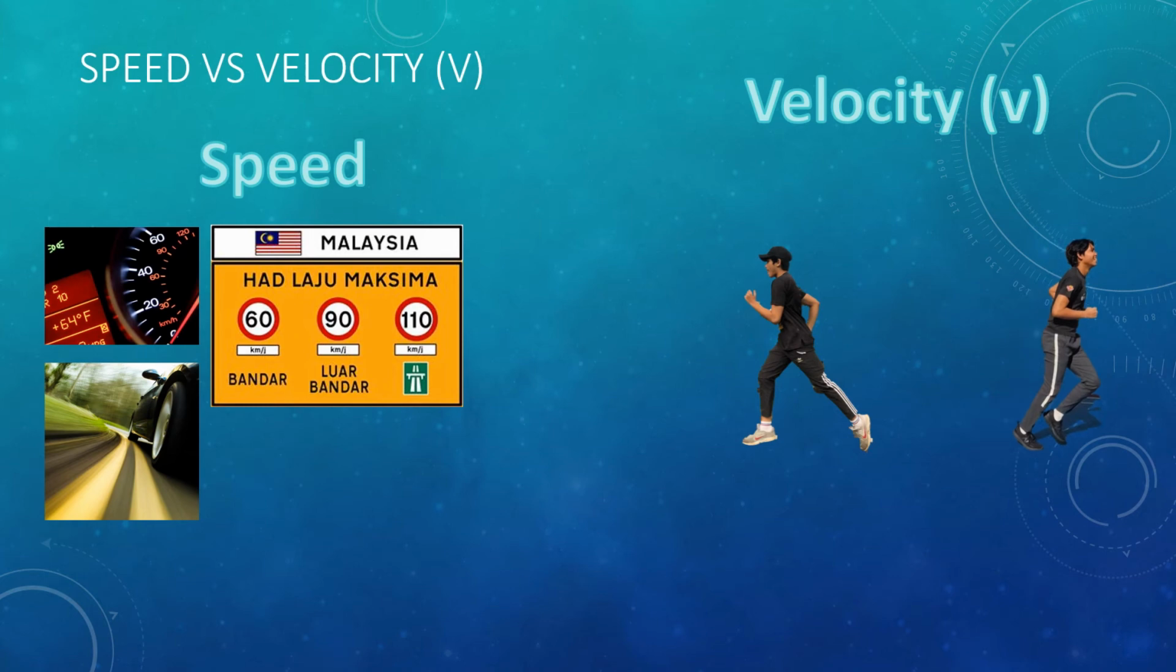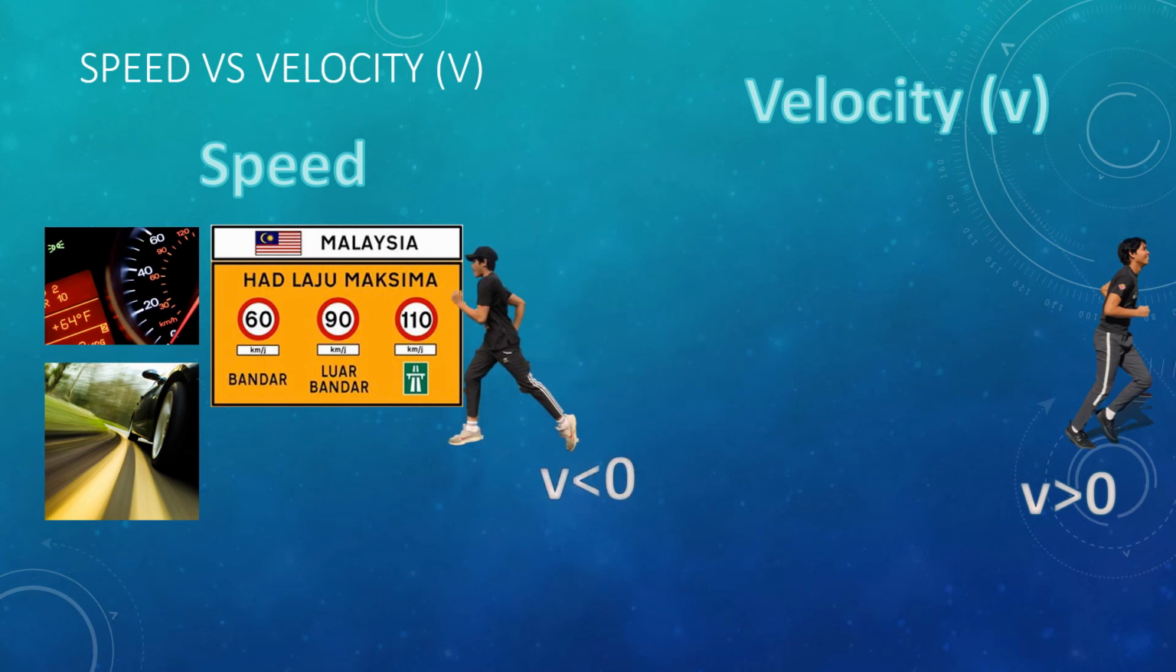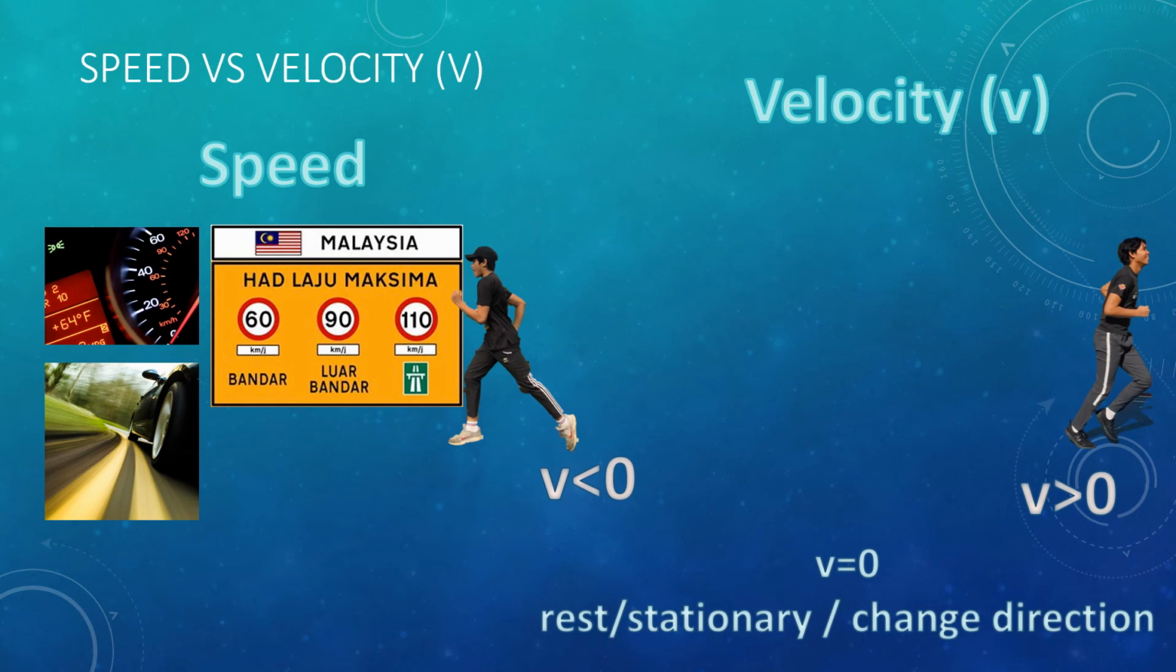Now how about velocity? Velocity involves direction. For example, when Ilham moves to the right hand side, the velocity is going to be greater than 0. But when Astro is moving to the left hand side, the velocity will be less than 0. So velocity doesn't only show the magnitude but also the direction. How about when v equal to 0? v equal to 0 when the particle is stopped, stationary, or changes direction.